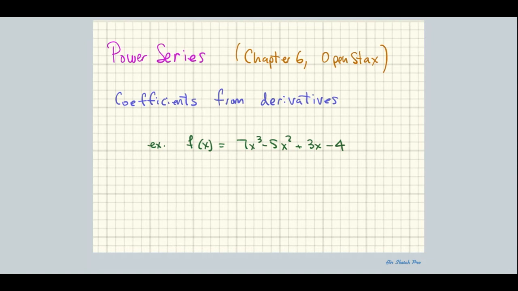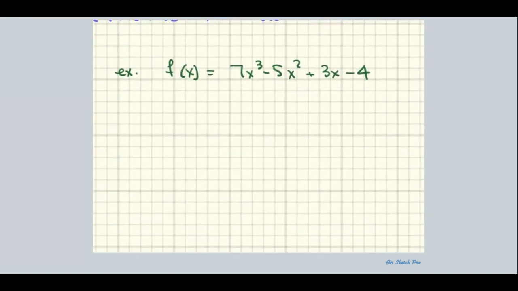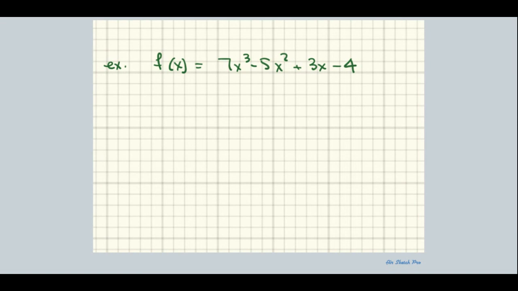But now, for this example, I'm going to start off by turning it around, because with polynomials, you generally like to count down: powers 3, 2, 1, 0. For power series, we want to count up: 0, 1, 2, 3. So let's start off by just putting it in that form, okay? Let's turn it around so it looks right. Negative 4 plus 3x minus 5x squared plus 7x cubed. And now it's in the correct direction for looking at it as a power series.